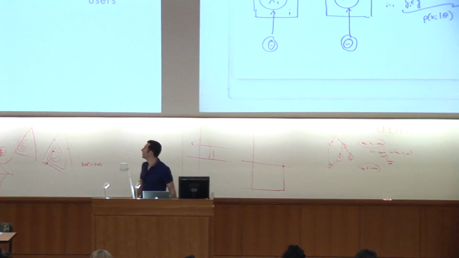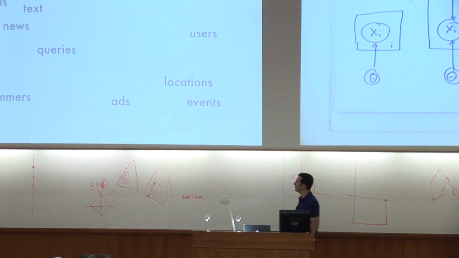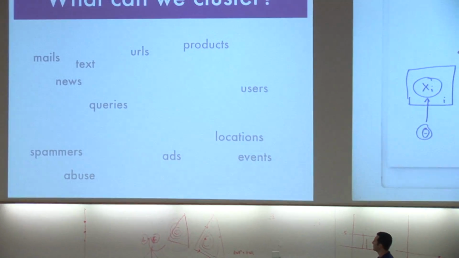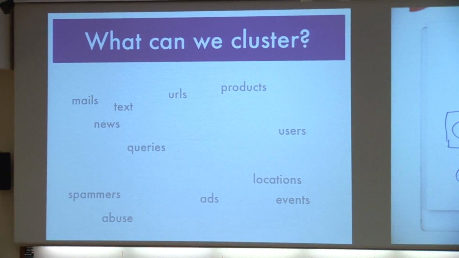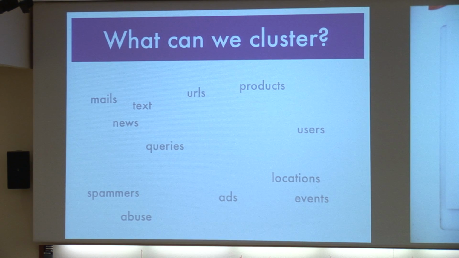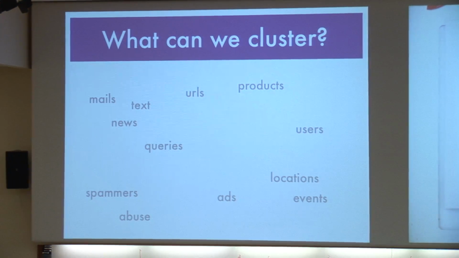Right. So emails, news, text, queries, URLs, products, users, locations, events, ads, spammers, abuse. So for instance, with spammers, I might want to cluster them because maybe there are only 20, 30 different pieces of software out there that generate spam, and you might actually want to find out which version they're using. That's not uncommon. Sometimes people use combinations of that. Sometimes they use various address lists and they just merge them, and then they decide to send emails around.